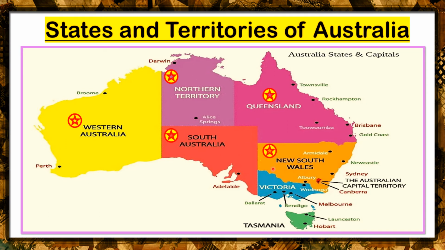Next we have New South Wales, the capital is Sydney. We have Victoria, the capital is Melbourne. And the last one, we have Tasmania, the capital is Hobart. And of course, the capital city of Australia is Canberra.